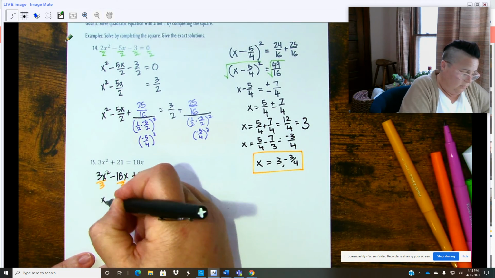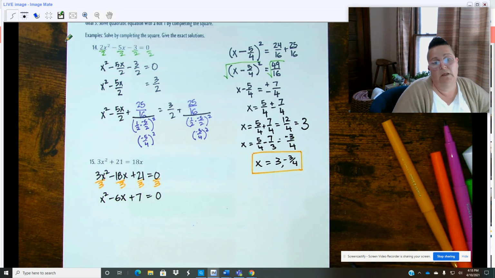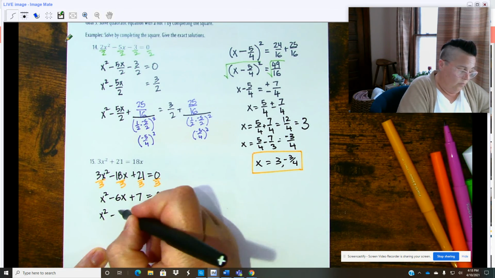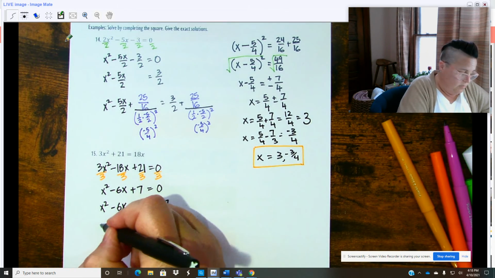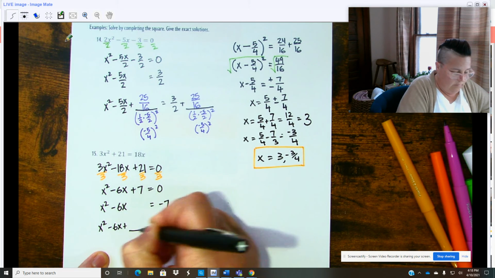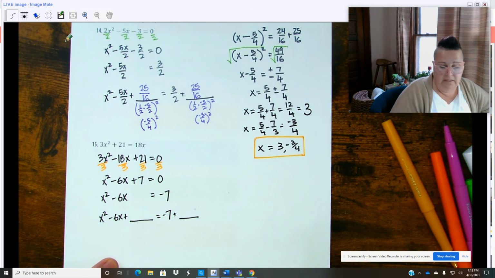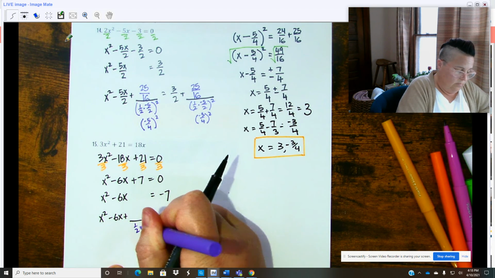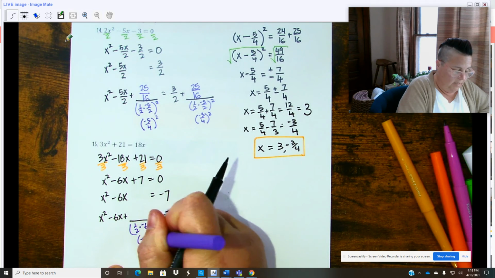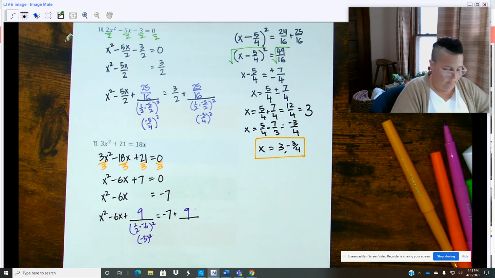Okay, that's going to give me x squared minus 6x plus 7 equals 0. Now, to complete the square, I need to move that 7 over to make room for the term that will complete the square. What term am I adding? Whatever I'm adding to the left side, I am also adding to the right side. Specifically, I should be adding 1/2 of this middle term squared, or negative 3 squared, which is 9. If I add it to the left side, I must also add it to the right side.